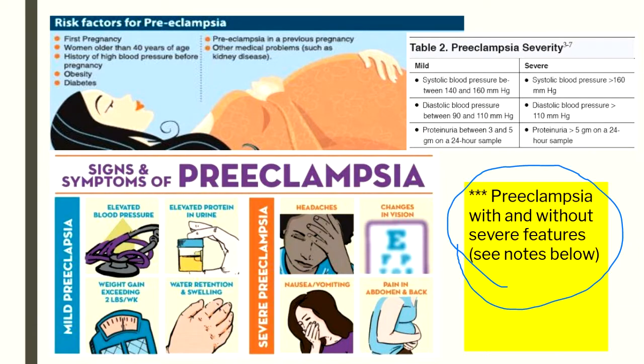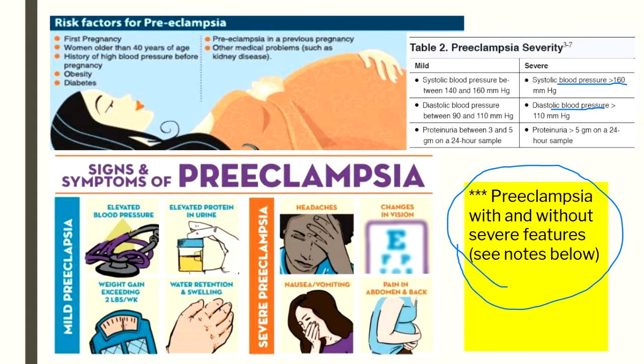Essentially it's broken down by how high your blood pressure is, right? If your systolic blood pressure is greater than 160, then it's severe. If diastolic blood pressure is greater than 110, then it's classified as severe, and then it has something to do with how much protein. New research shows that the amount of protein doesn't really matter as much, and protein in your urine is not an absolute diagnostic criterion for preeclampsia.